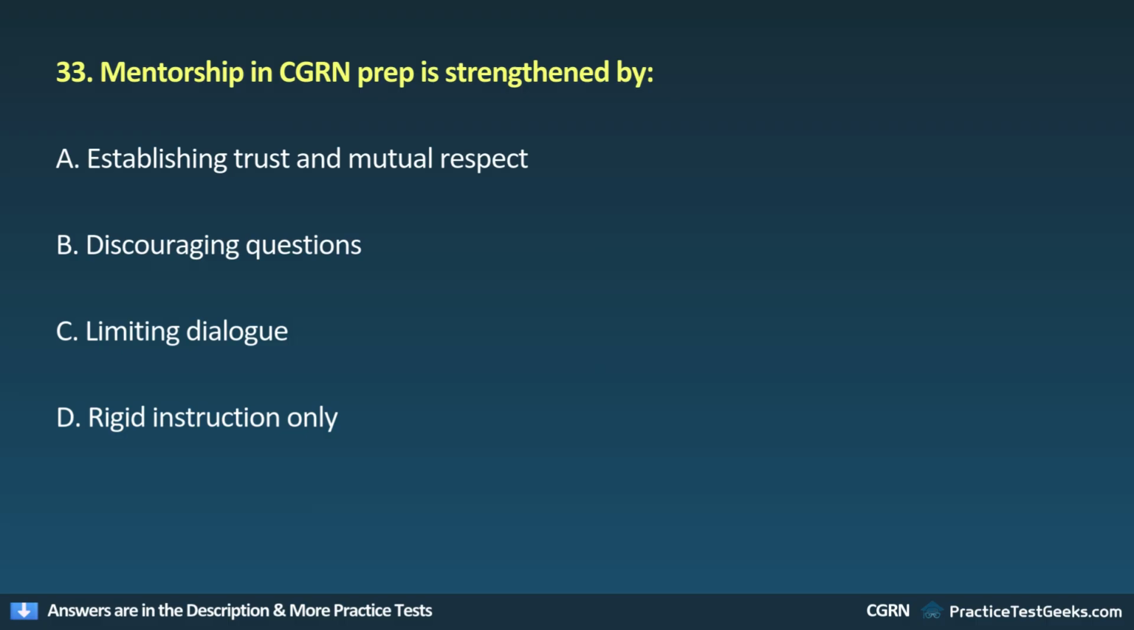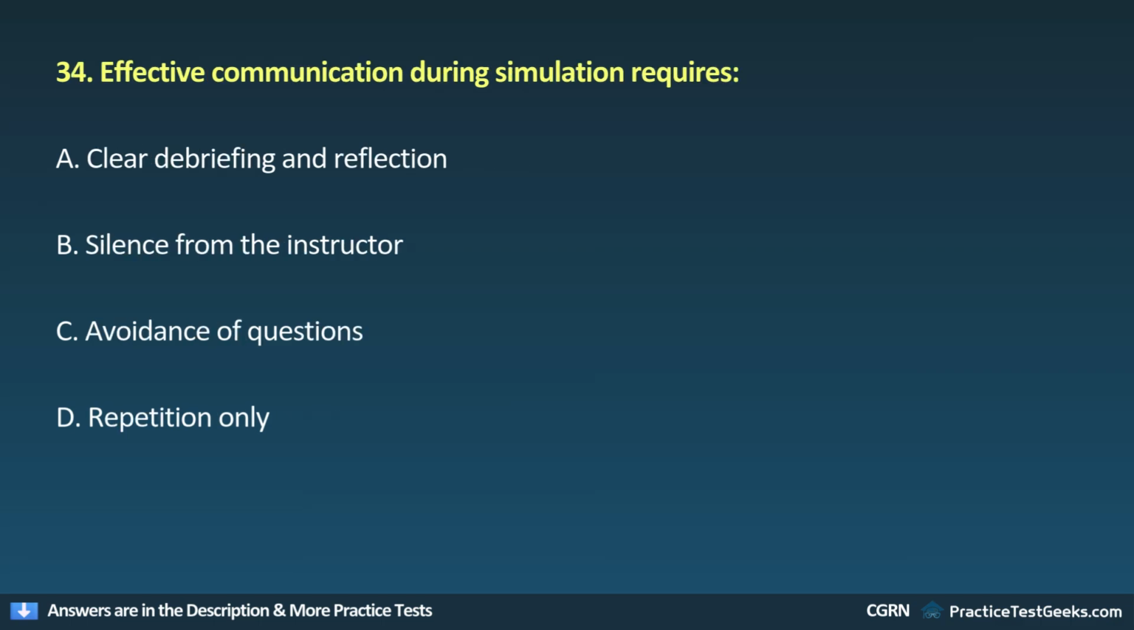33. Mentorship in CGRN prep is strengthened by A. Establishing trust and mutual respect. B. Discouraging questions. C. Limiting dialogue. D. Rigid instruction only.